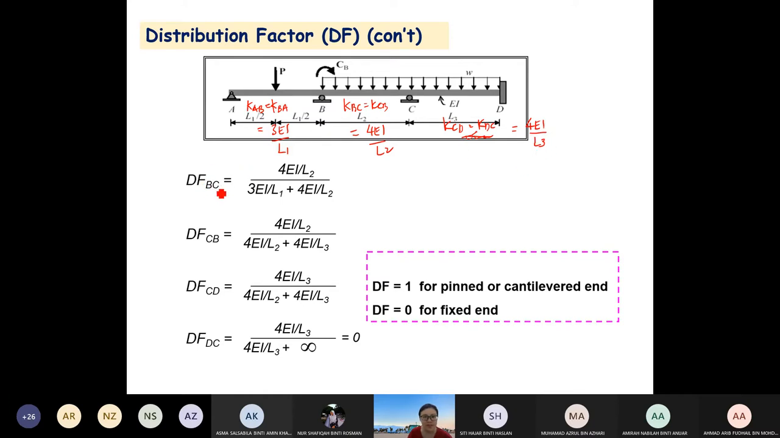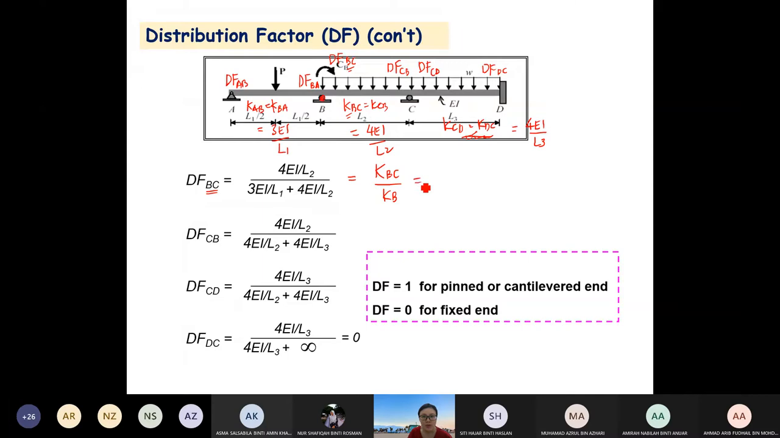If I want to write this DFBC, before I write the formula, I want to make it clear first. So what is my formula? There will be member stiffness factor because you are referring to BC. So you are referring to KBC. So this is DF. DFBC, DFCB, DFCD, DFDC.